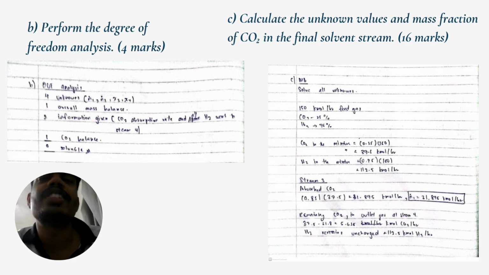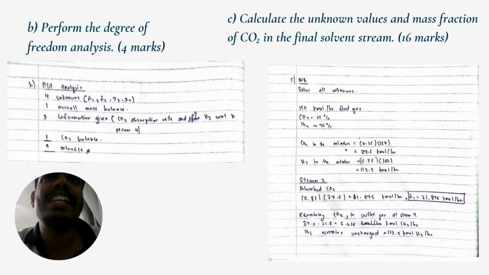And for question C, which is to calculate the unknown values and the mass fraction of CO2 in the final solvent stream. To solve the unknowns, first we will start from the 150 kmol per hour feed gas, which is the basis, and then CO2 is 25 percentage and H2 is 75 percentage in the feed gas. So 0.25 times 150, we will get 37.5 kmol per hour of CO2, whereas 0.75 times 150 is 112.5 kmol per hour of H2.